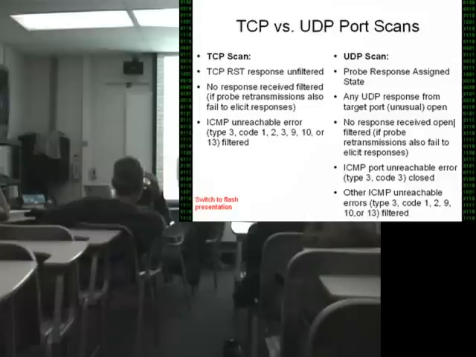Any UDP response from the target at all usually means it's open. If you get anything back after you send a UDP packet to it, it's probably responding to what you sent. If you get no response at all, it could be open, depending on the protocol, or it could be filtered by a firewall or such. If you get these particular ICMP messages, it probably means it's closed, and these particular ones mean it's filtered by a firewall.